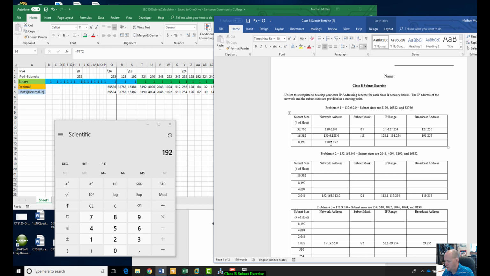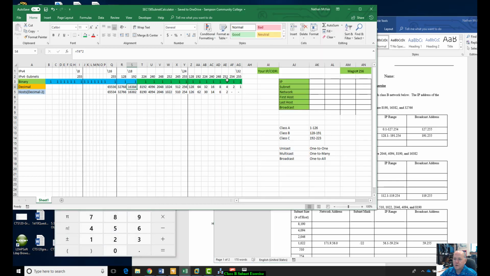Make sure I'm doing that right. 130.6.192.0. Okay. And same thing. All these are pretty much the same. As long as you have this sheet, you know how to.